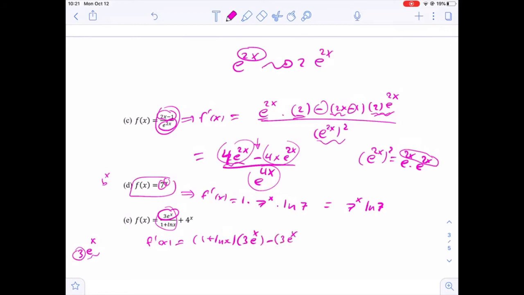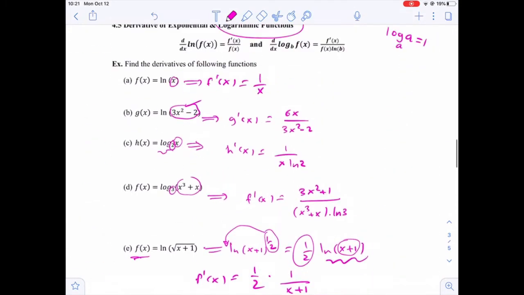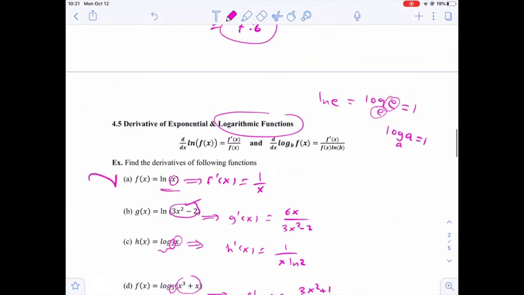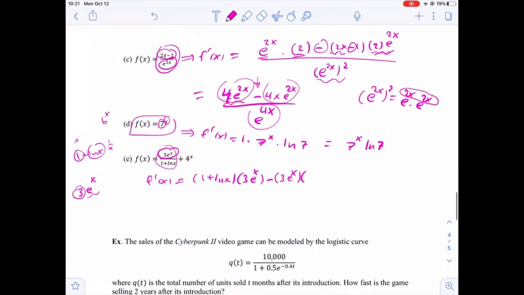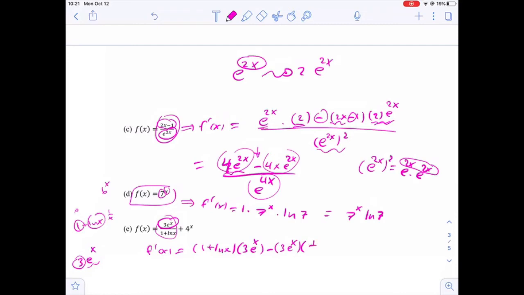Minus the numerator times derivative of the denominator. What is derivative of 1 plus natural log x? Derivative of 1 is 0. Derivative of natural log of x is 1 over x, as we described here, the first example. Derivative of natural log x is 1 over x. So we write it here, 1 over x, all divided by the denominator squared.